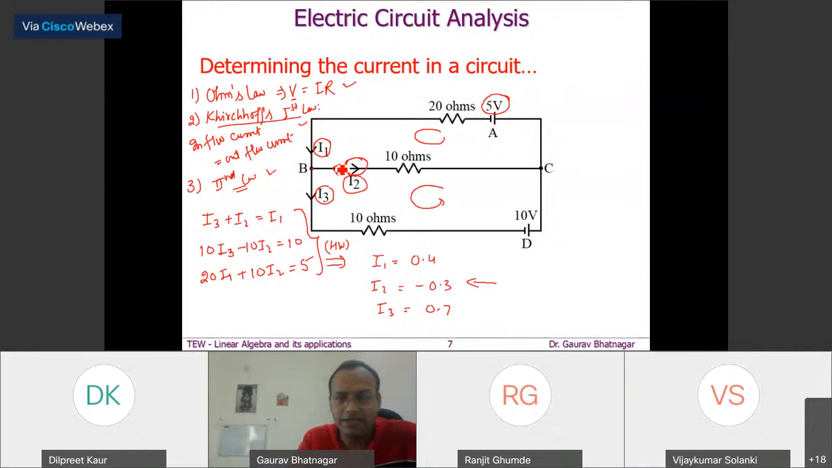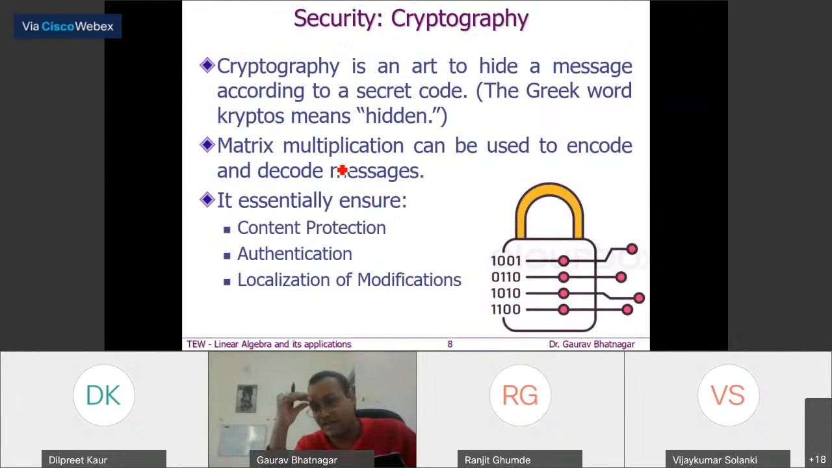Okay, so now let us go ahead and try to look at the application of linear algebra in cryptography, or basically data security, which is going to be of the utmost priority nowadays, because everyone is more concerned about the privacy of their data. So now let's quickly have a glimpse of this particular application as well.